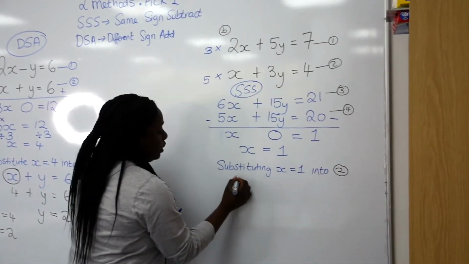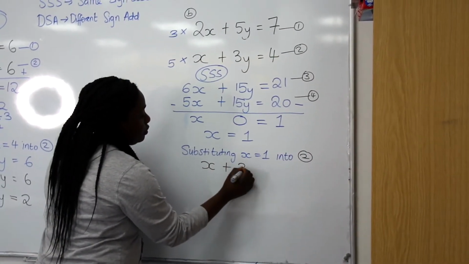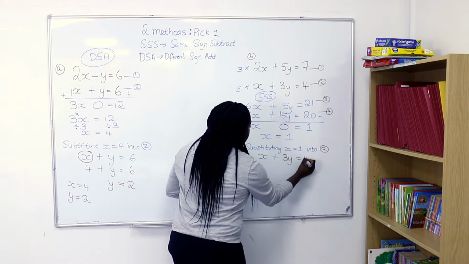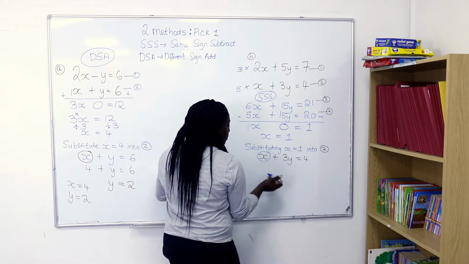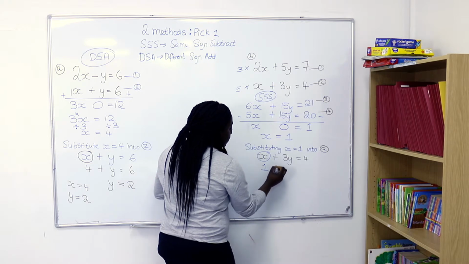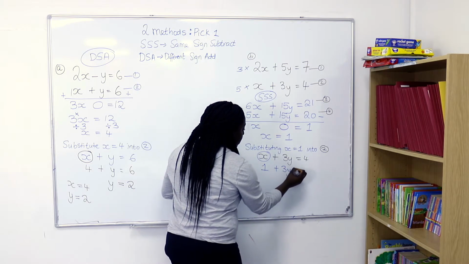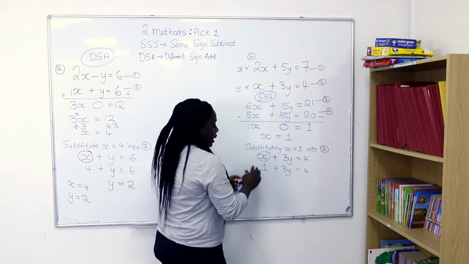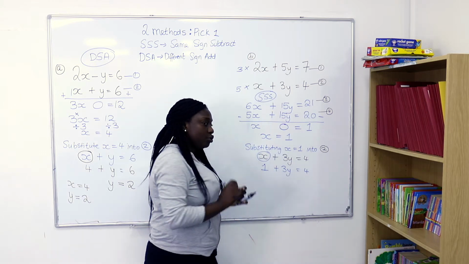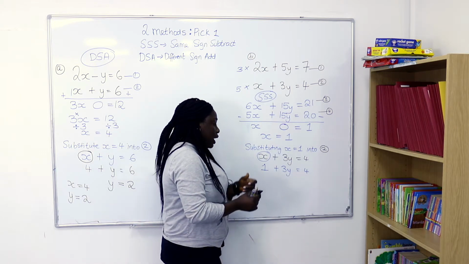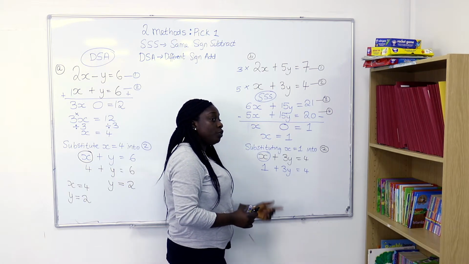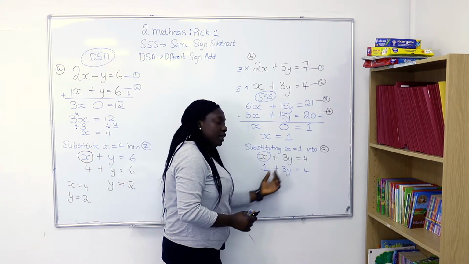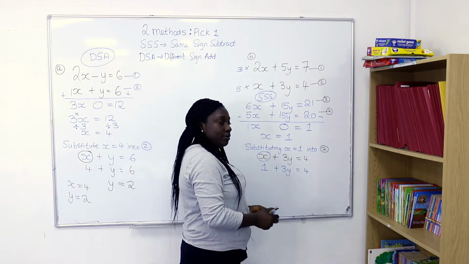So I'm going to copy out equation 2 again. I'm now going to replace this x with the 1. So I'm going to write 1 instead, but I will still have 3y equal 4. Now we're going to solve this equation. If you're struggling to solve equation, I would strongly recommend that you watch my video on solving equation with one unknown, and this might make more sense to you after watching that video.